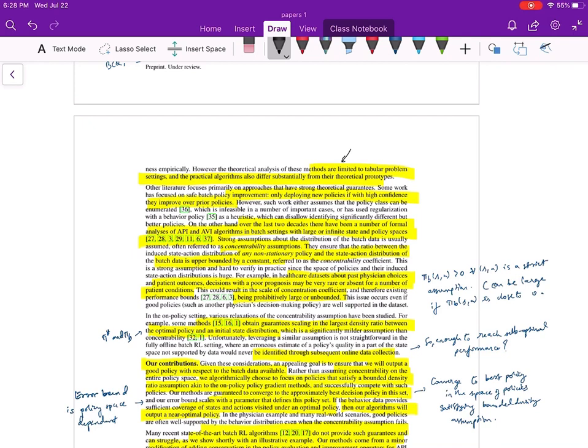Now the literature focuses on safe batch policy improvement, only deploying new policies if with high confidence they improve over prior policies. However, such works either assume the policy class can be enumerated.